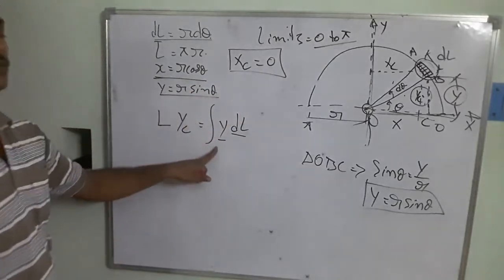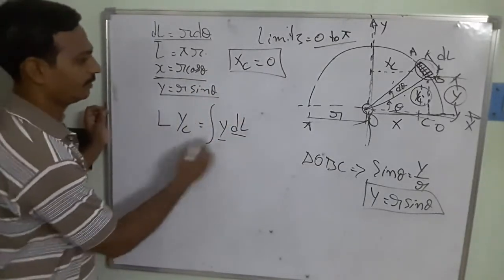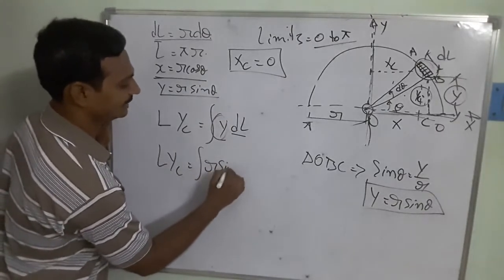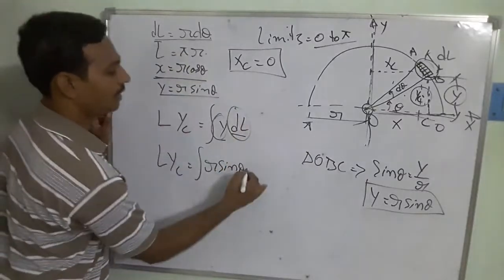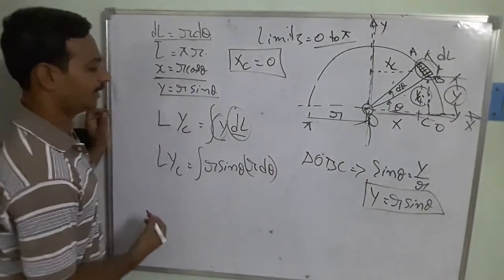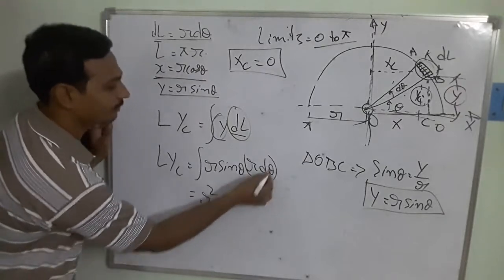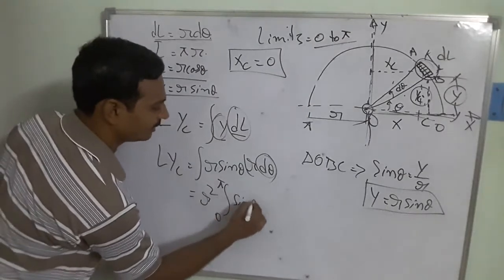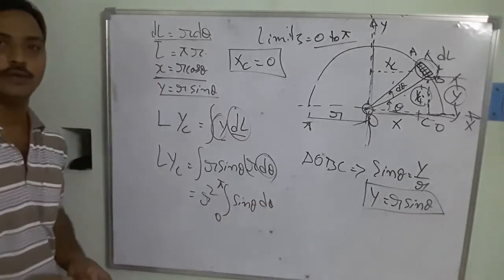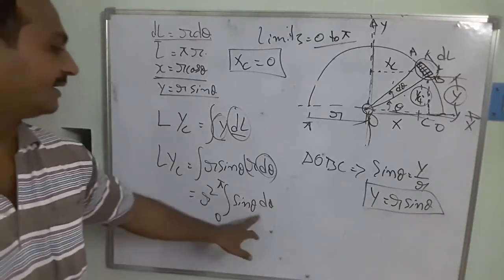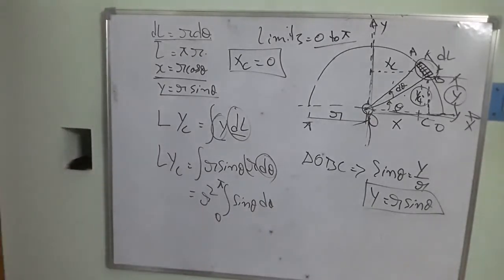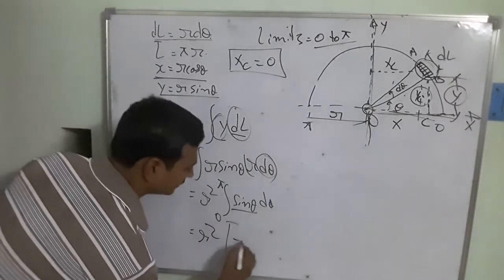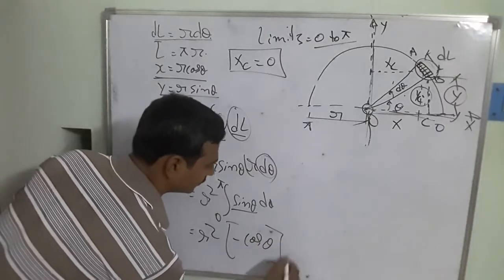So then we need to substitute in this equation. So finally, L yc is equal to, y is r sin theta, dl is equal to r d theta. We got it. So for further simplification, r is constant and d theta is the variable here, going from 0 to pi, that's going to be sin theta d theta. Once you integrate sin theta d theta, we will get that answer. So once I do the integration, r square, the integral of sin theta is minus cos theta, from 0 to pi.